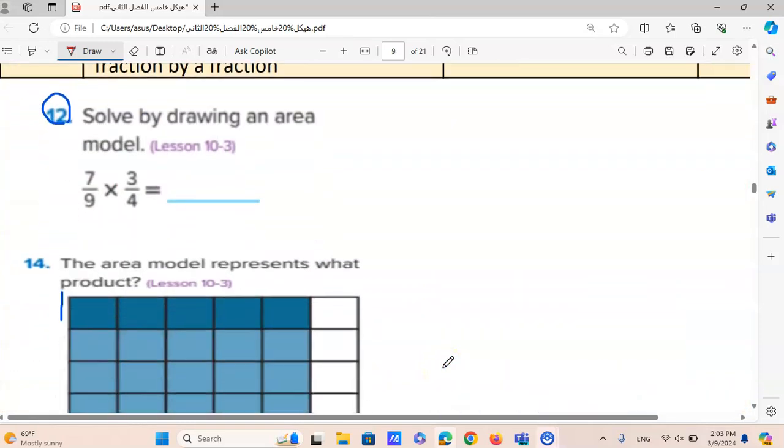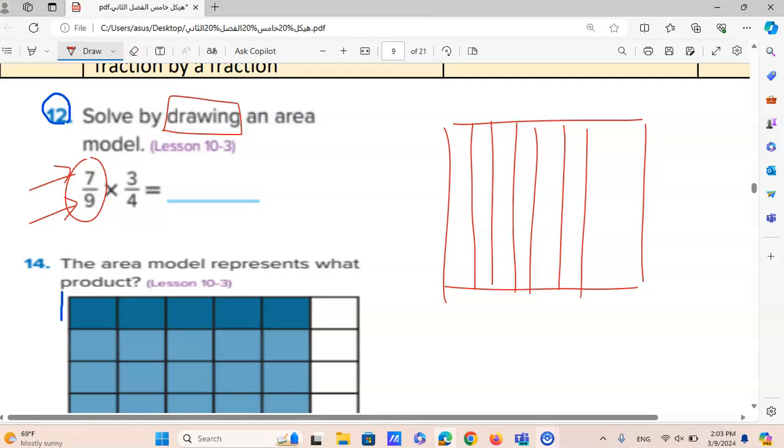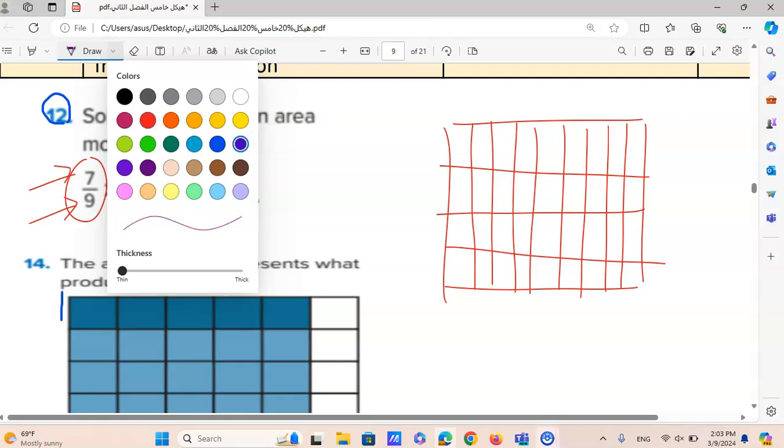Here you have to draw by yourself. We make a whole number or one square. You need to cut it into 9 parts and then shade 7: 1, 2, 3, 4, 5, 6, 7, 8, 9. And you cut it across into 4 parts: 1, 2, 3, 4. And you start from a corner. We will use red color now.